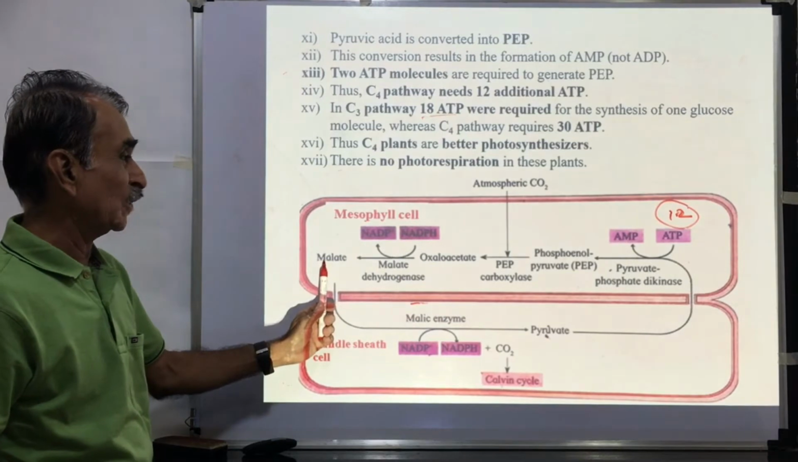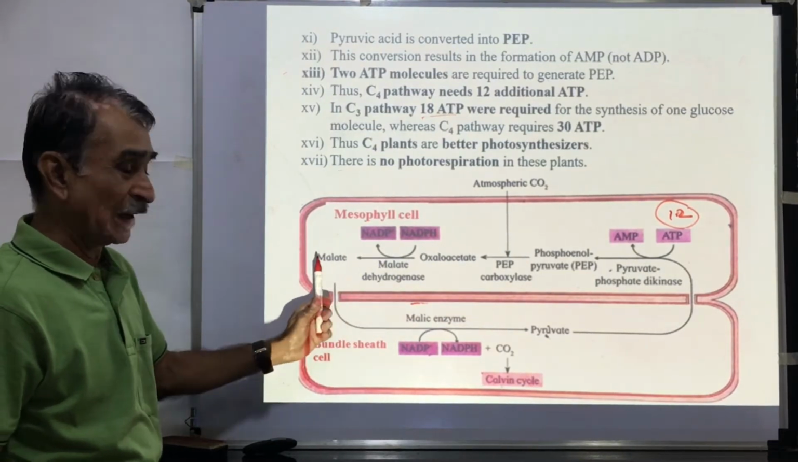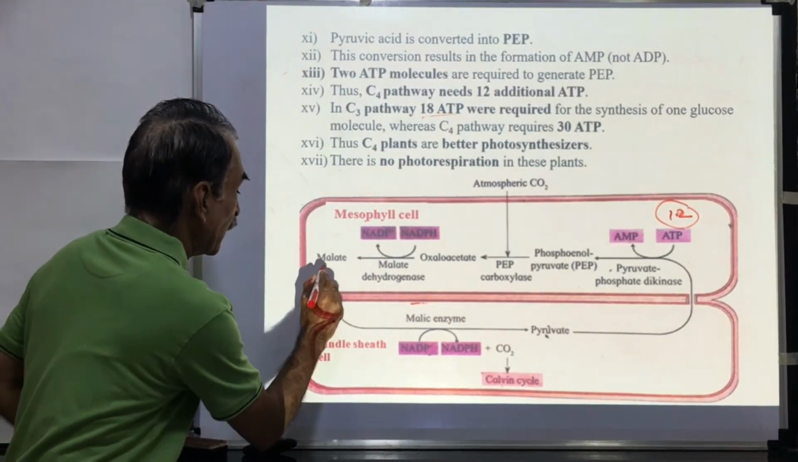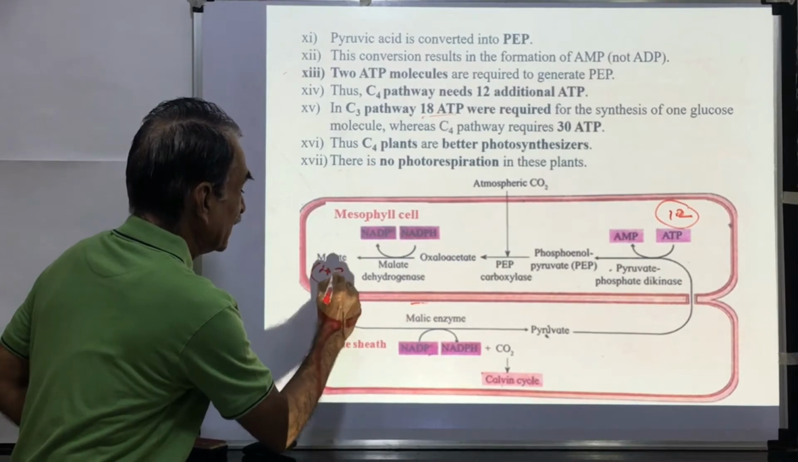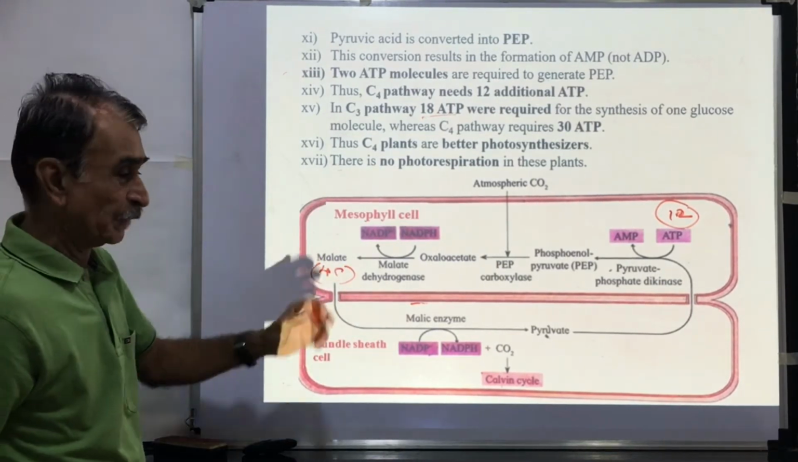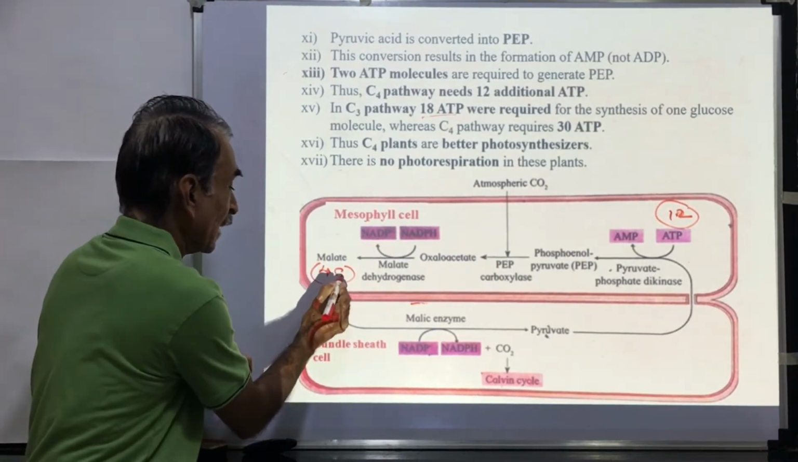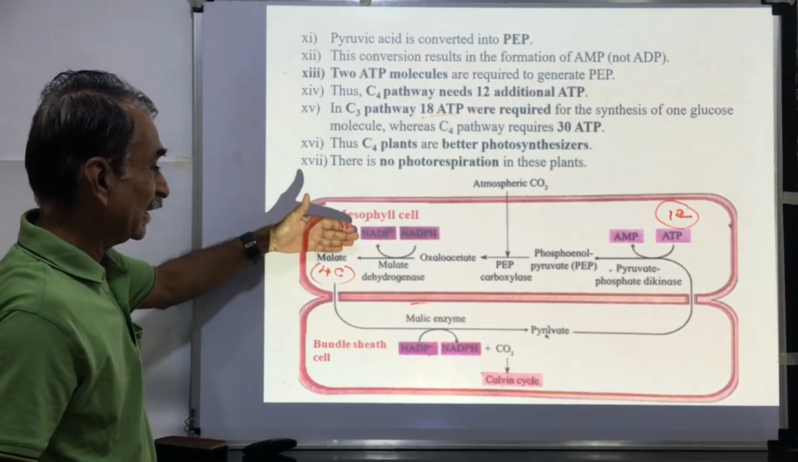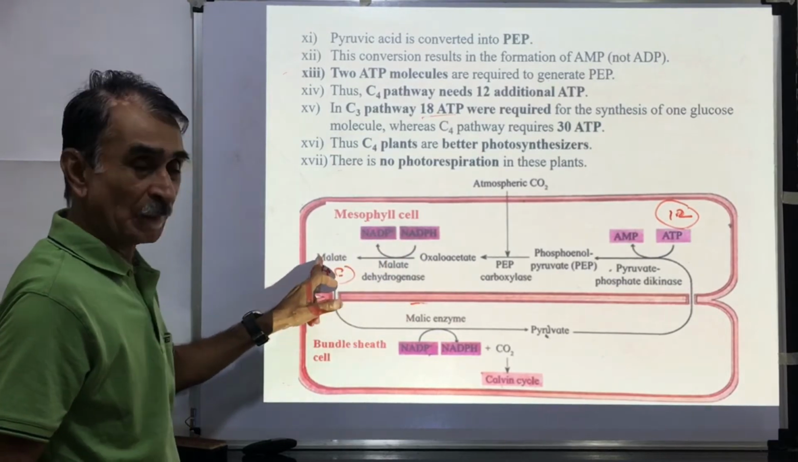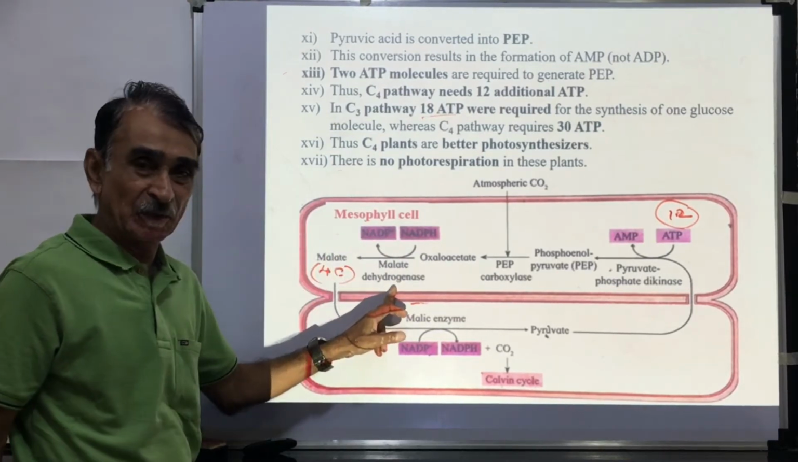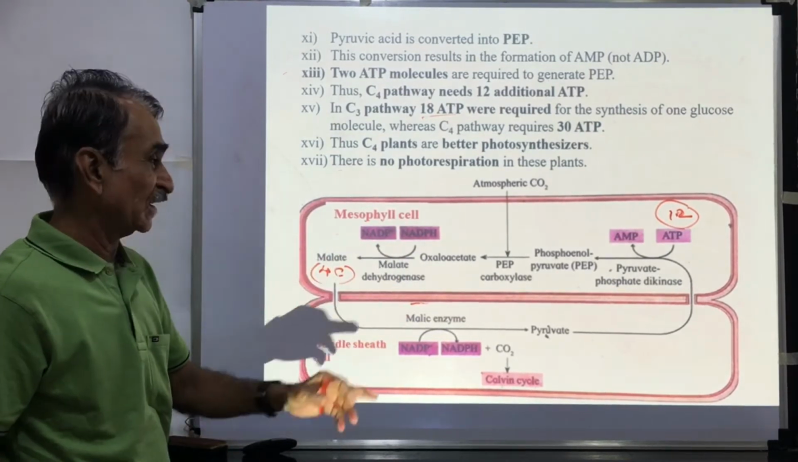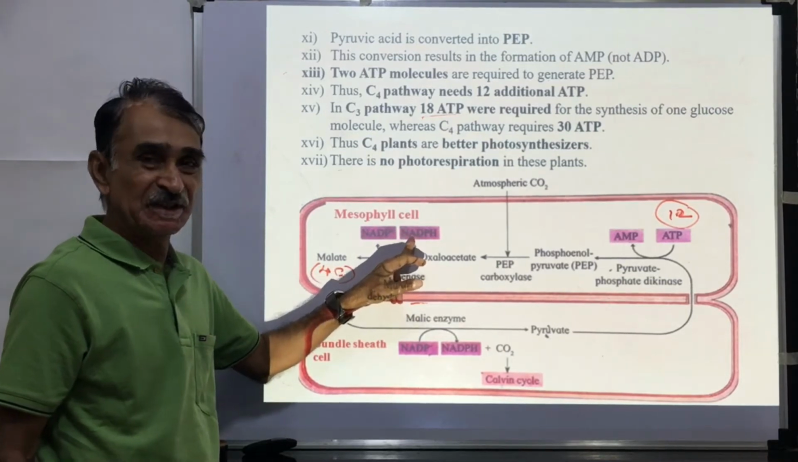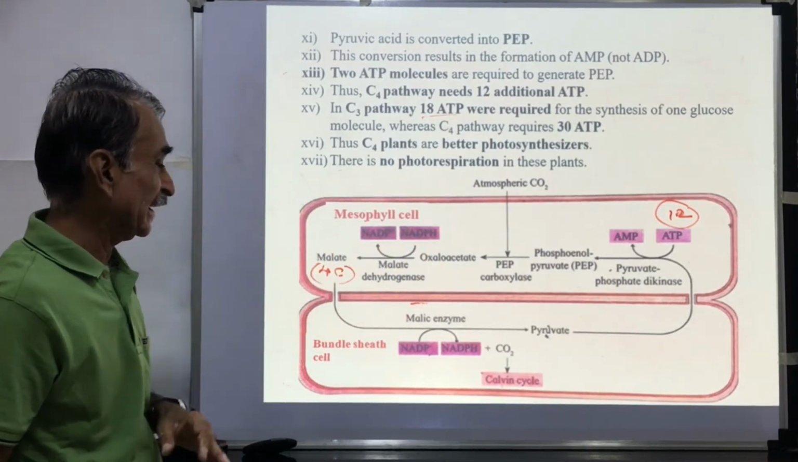Oxaloacetate is reduced to malate, and malate is a 4-carbon compound. Malate is the initial stable product of HSK path. As it is a 4-carbon compound, that's why this path is called C4 path. OA is converted into malate in presence of malate dehydrogenase enzyme. In this reaction, one molecule of NADPH is used, which is converted into NADP.